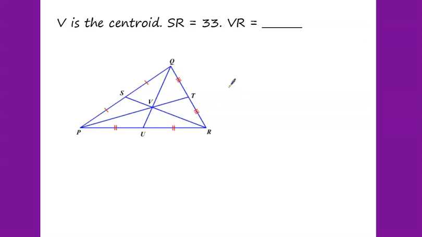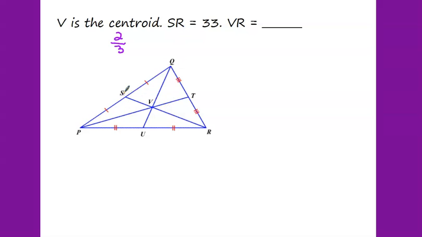Chapter 5 is all about the properties of triangles, so let's review some of those concepts. We talked about the circumcenter, incenter, centroid, and orthocenter. Here we're talking about the centroid. The centroid is the one that had the ratio of 2/3. So it is 2/3 of the length from the vertex to the centroid.